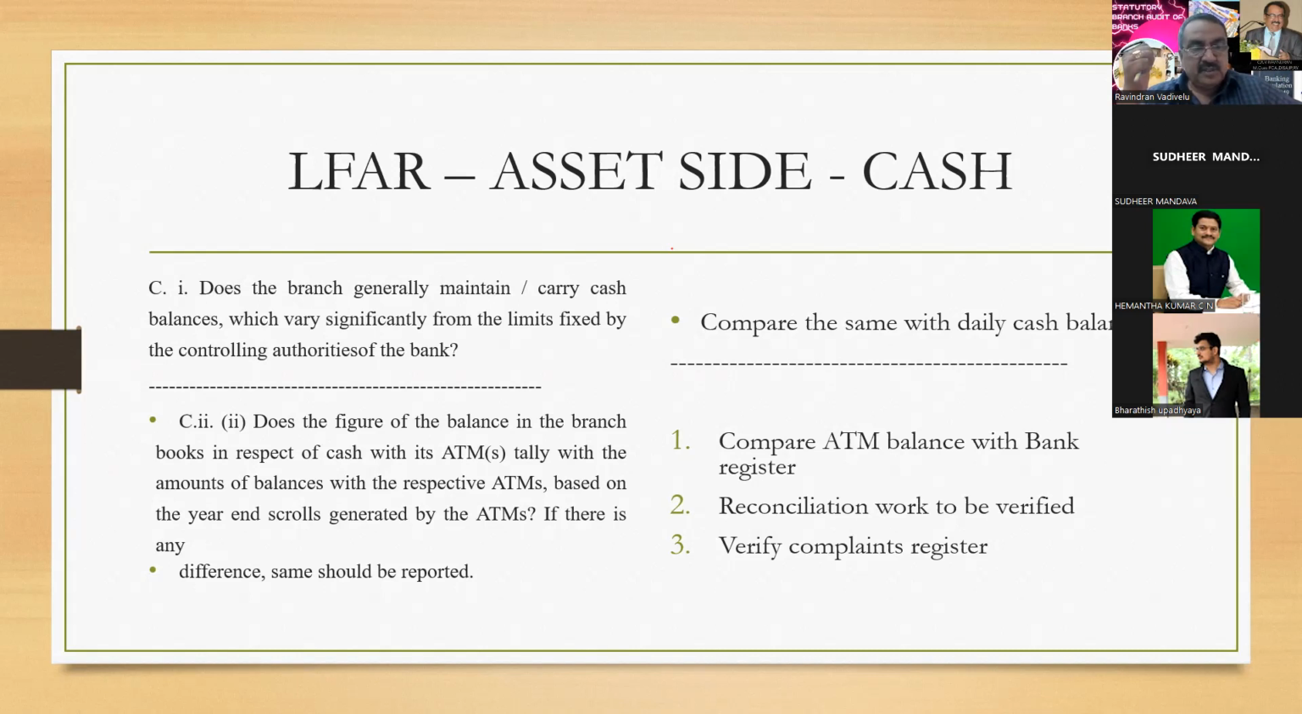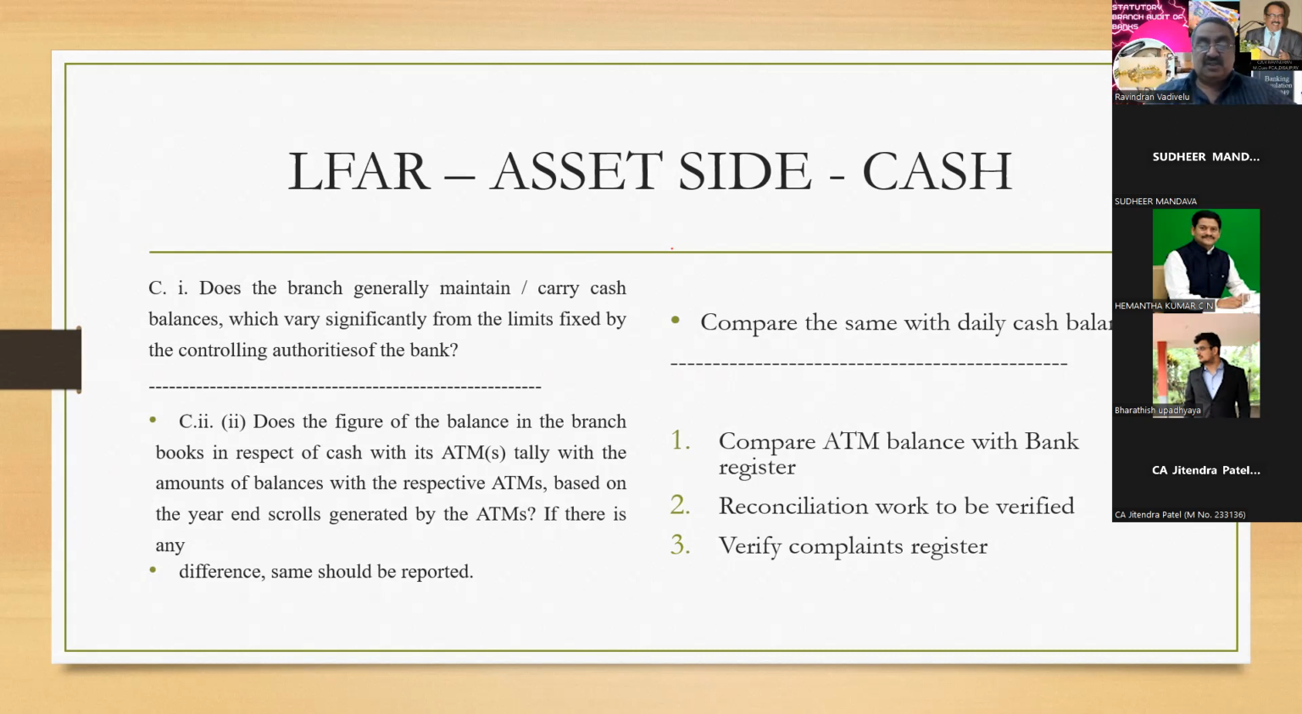And point number C2: whether the figure of the balance in the branch books in respect of cash with the ATMs tallies with the balances with the respective ATMs based on the year-end scrolls generated by the ATM. If there is any difference, the same should be reported. So you have to go and see the ATM cash balance register and take the physical stock of the ATM. Suppose there are 12 ATMs, it is very difficult for you to verify all 12. If there is any difference, the reconciliation work has to be done by the branch manager, and you have to verify only the reconciled statement.